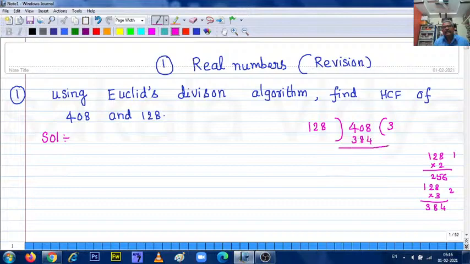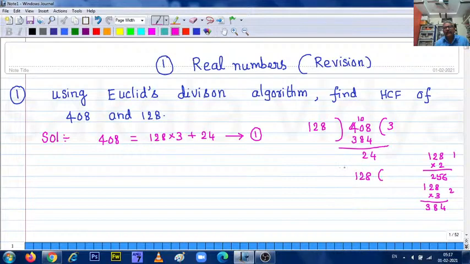So you subtract it. Now what do you get here? 10 minus 2 is 8, so 24 you will be getting. Am I correct? So that means 408 equals 128 into 3 plus 24. Say equation 1.